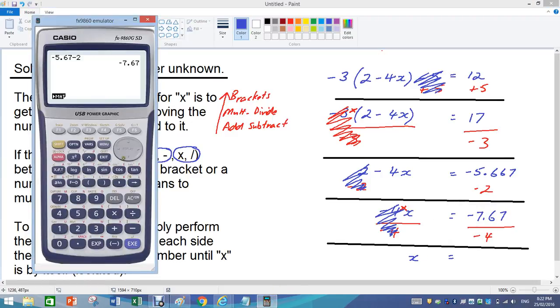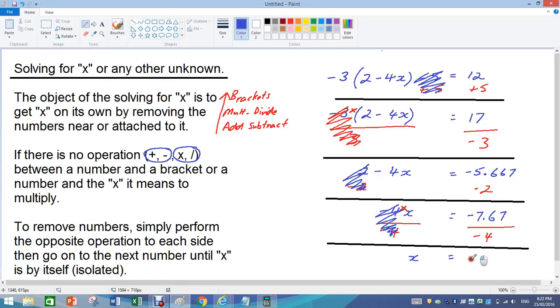Calculator. Minus 7.67 divided by negative 4 equals 1.9175. So we just round that to 1.92. There's the answer, finished.